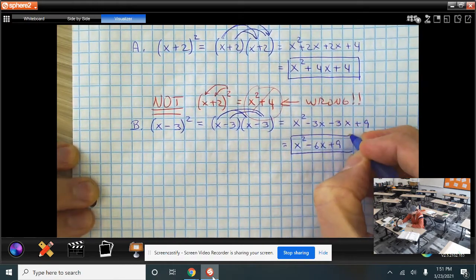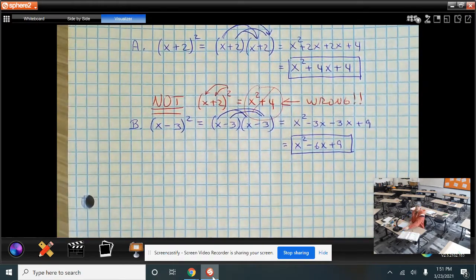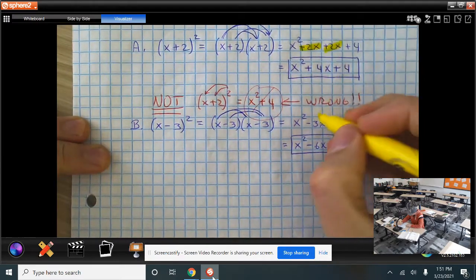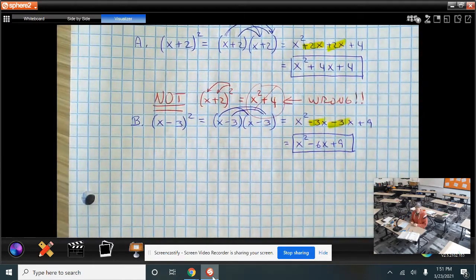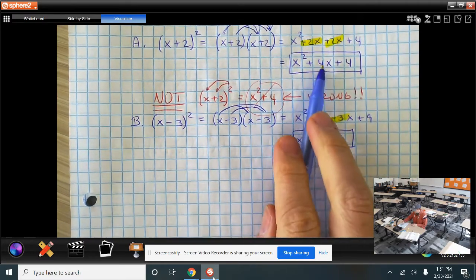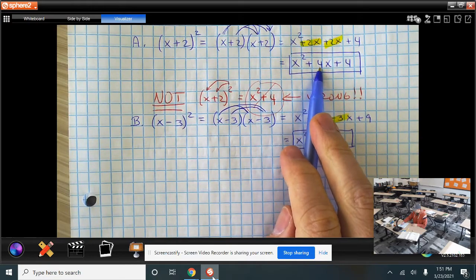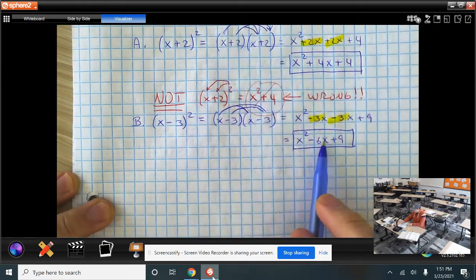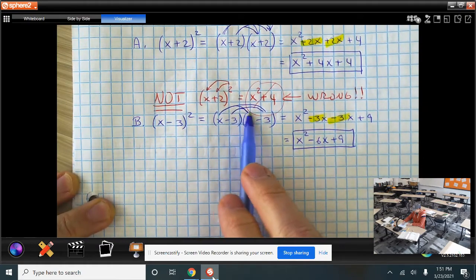So this is a pattern, I say, because you're going to notice that whenever you have this kind of problem, a binomial squared, these two middle terms are always going to match. They're going to be the same. You think about it. They have to be the same. So some students, realizing that those middle terms are going to be the same, can take some shortcuts sometimes, because this middle term is just going to be twice 2 times x. And this middle term is going to be twice negative 3 times x.